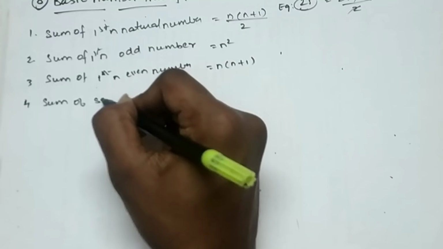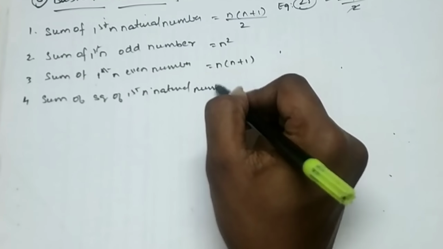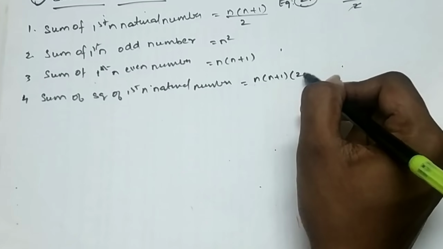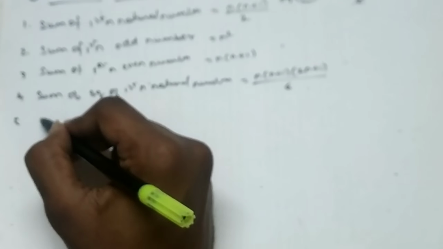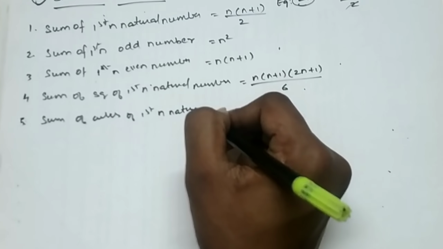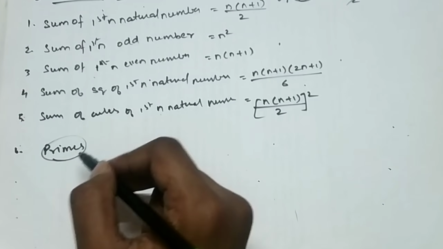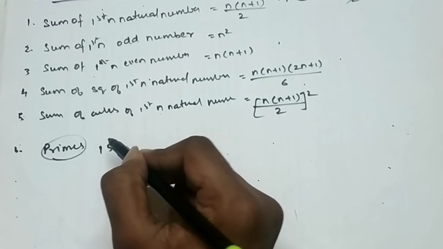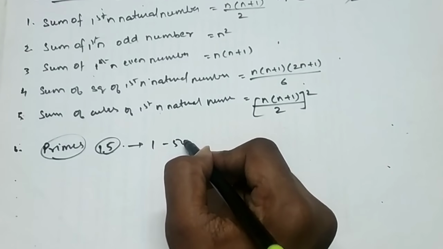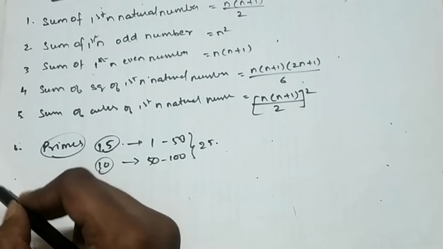The sum of squares of first n natural numbers will be n into n plus 1 into 2n plus 1 divided by 6. Also, the sum of cubes of first n natural numbers will be equal to n into n plus 1 by 2 whole square. Also the primes, they may ask this question. From 1 to 50 there are 15 primes, and from 50 to 100 there are 10 primes. Totally from 1 to 100 there are 25 primes.